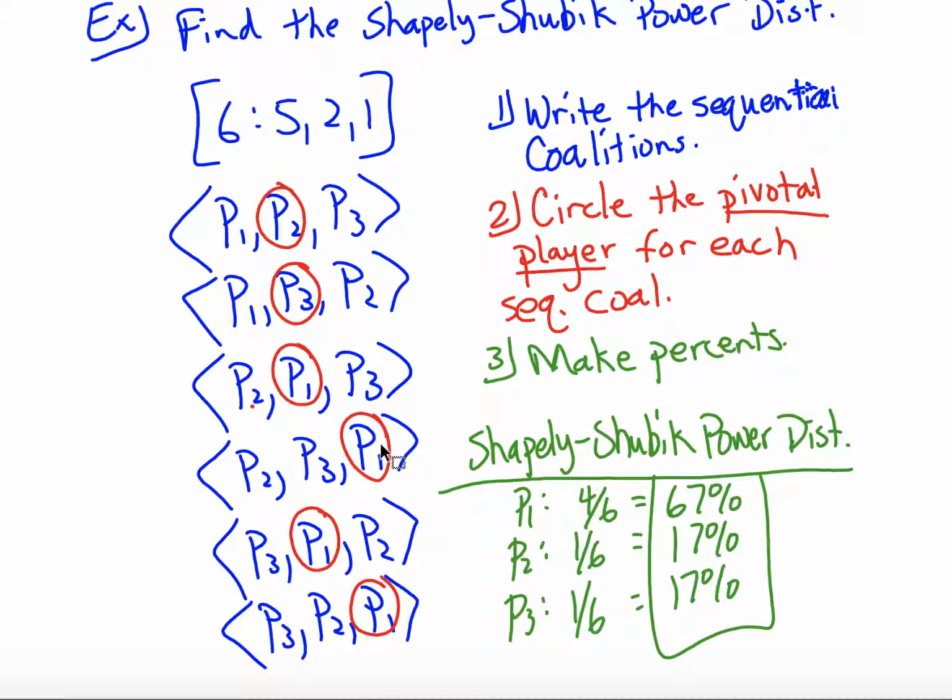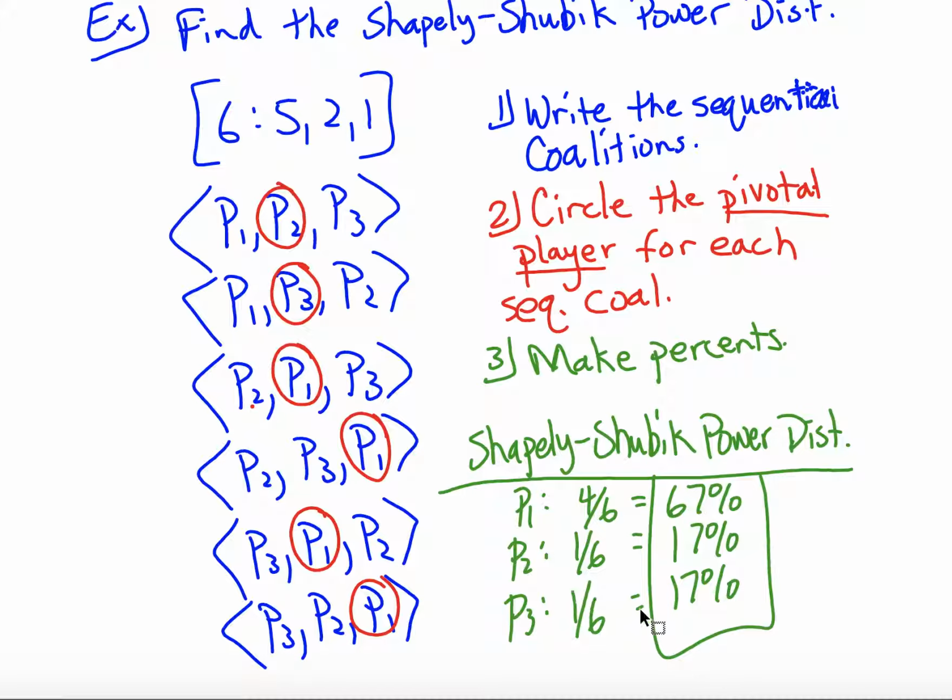So we'll circle all the ones that are winning, and then we're going to count how often each one is what we call a pivotal player. Let's start with player 1. Player 1 is pivotal 1, 2, 3, 4 times. So player 1 has a 4 on the top. The denominator is 6 because there are 6 sequential coalitions. So it's 4/6. Player 2 is only circled 1 time, so player 2 only has 1/6 power. Player 3 also is only 1 time, so 1/6. So that's 67%, 17%, and 17%.